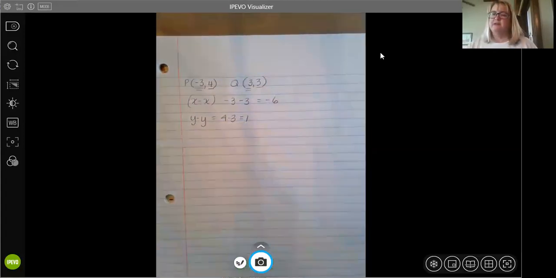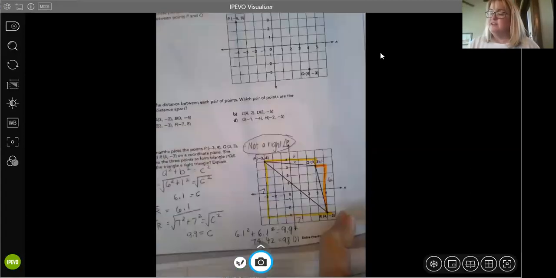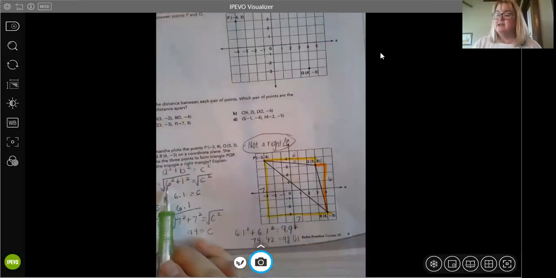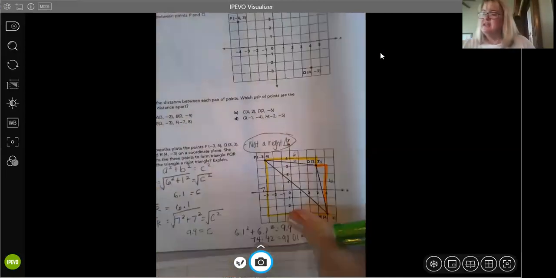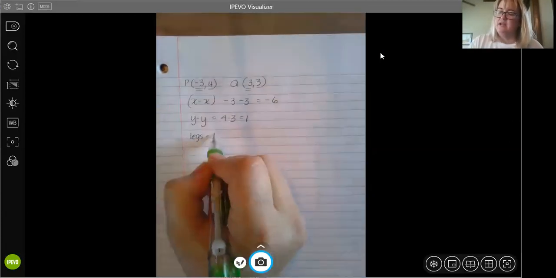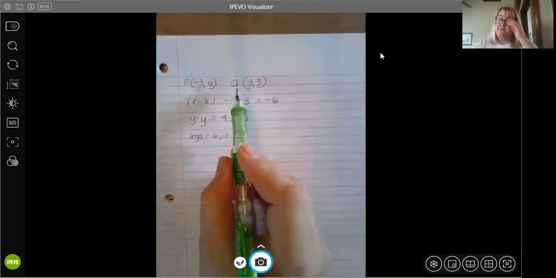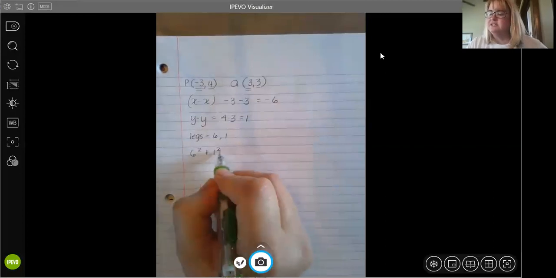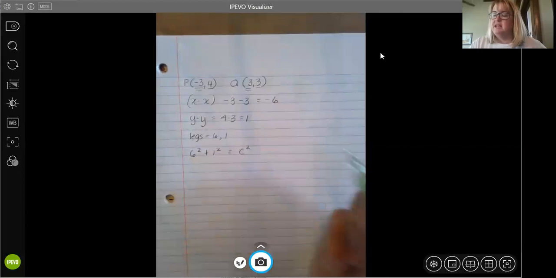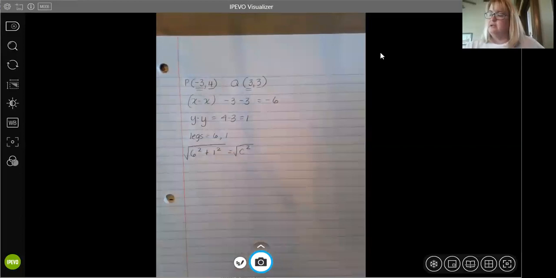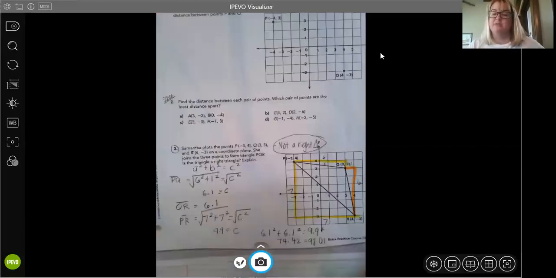And going back, we found this distance was 6, this was 1. And then we squared them and found the square root. So once we know that the legs are 6 and 1, we can figure out the distance, which is the hypotenuse. So it would be 6 squared plus 1 squared equals the hypotenuse squared. But again, we find the square root. And if you'll look at number 2, that's exactly what we did.